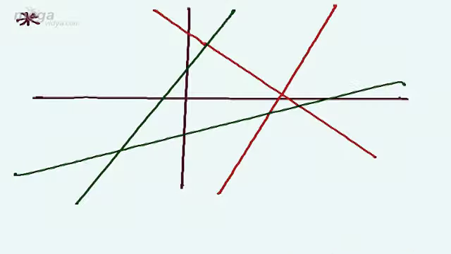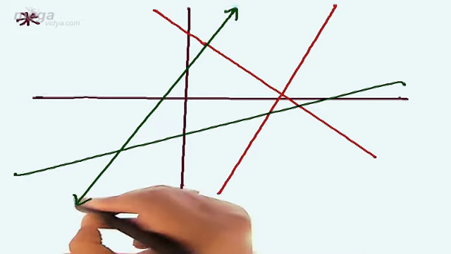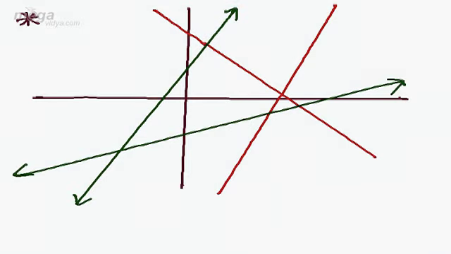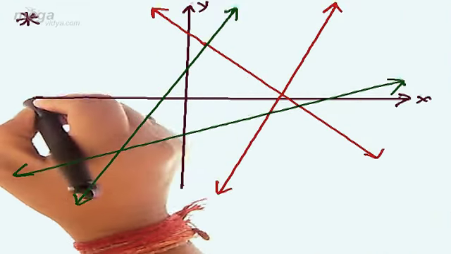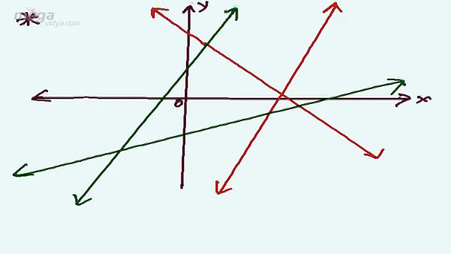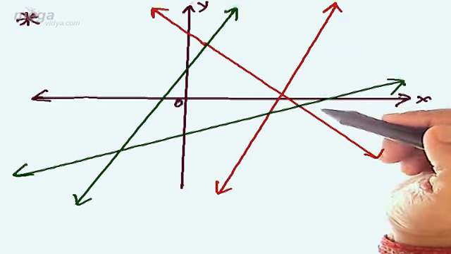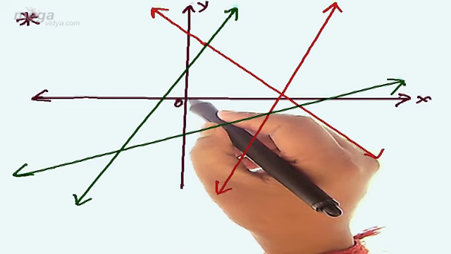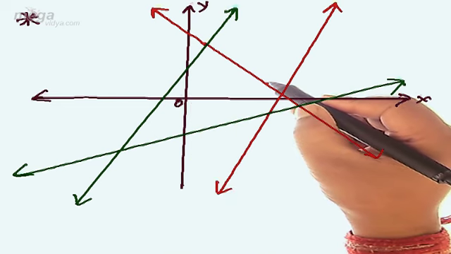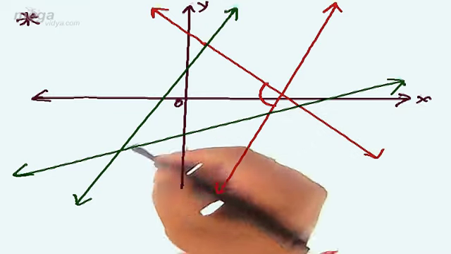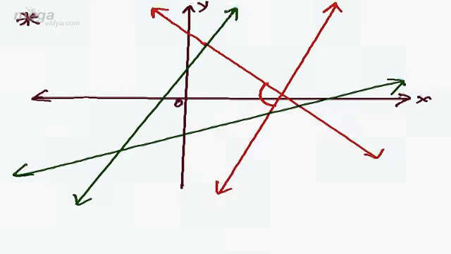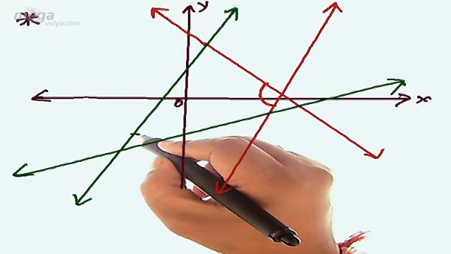Now, one more question is, in which region will the origin lie? I'm taking here two examples. One is these two green lines, and one is these two red lines drawn on the x-axis and y-axis with the origin. From this figure, you can see when we consider the red lines, the origin lies in this obtuse angle region. And if we consider these two green lines, then this origin lies in the acute angle region.